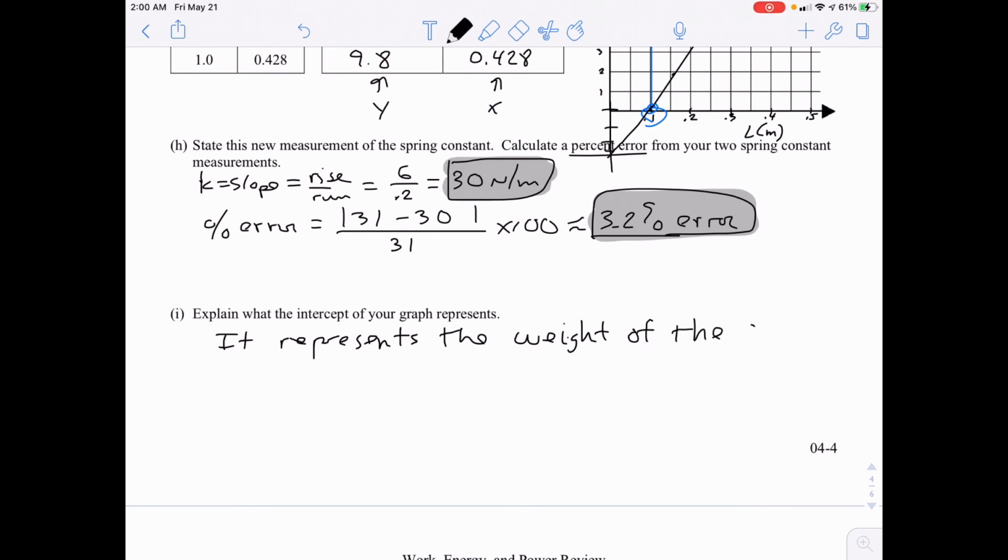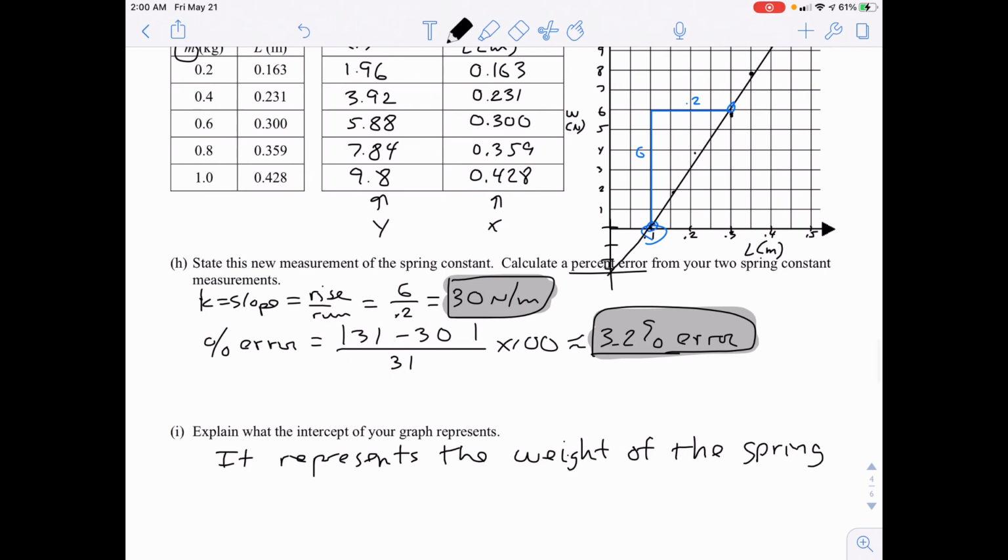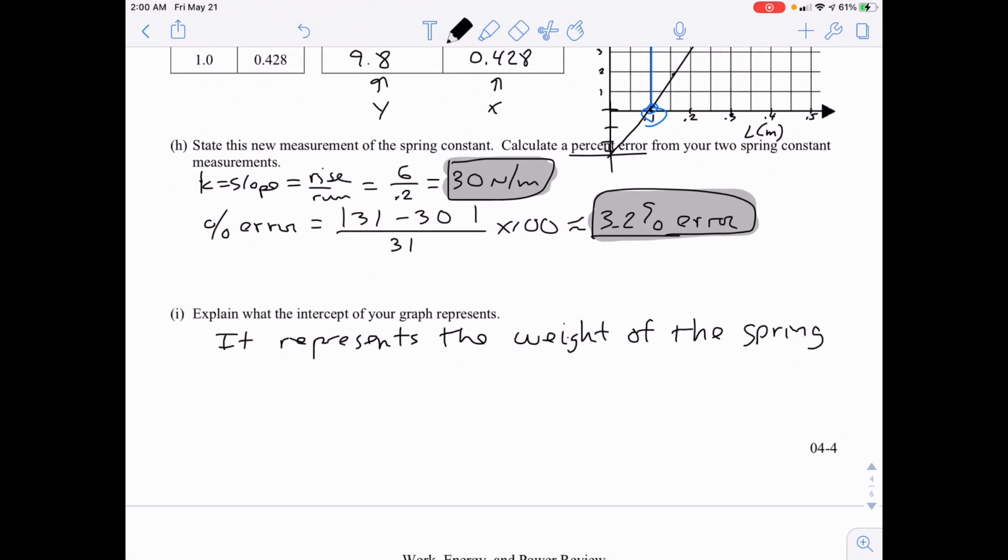Now, I will say that if you had graphed mass versus length, then you should say it represents the mass of the spring. So whether I'm saying weight because I graphed weight, if you graphed mass, you should be saying mass. And if you graphed mass, by the way, you need to take your slope and multiply it times 9.8, times g. And you'll still get something around 30. So it represents the mass of the spring before masses are added to it.